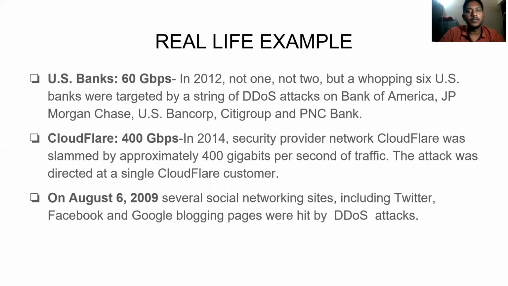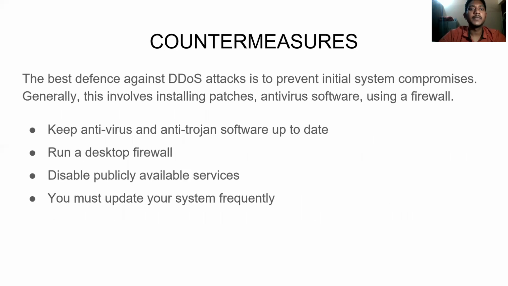The second DDoS attack happened over the network provider company Cloudflare. In 2014, security provider Cloudflare was slammed by approximately 400 gigabits per second of traffic over their network. On 6th August 2009, several social networking sites, including Twitter, Facebook, and Google blogging pages, were hit by DDoS attacks. So these are the real life examples of DoS or DDoS attack.